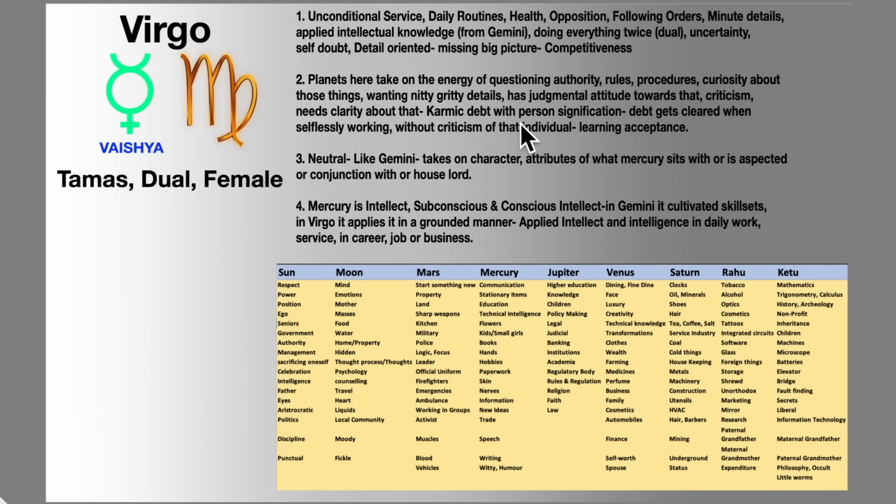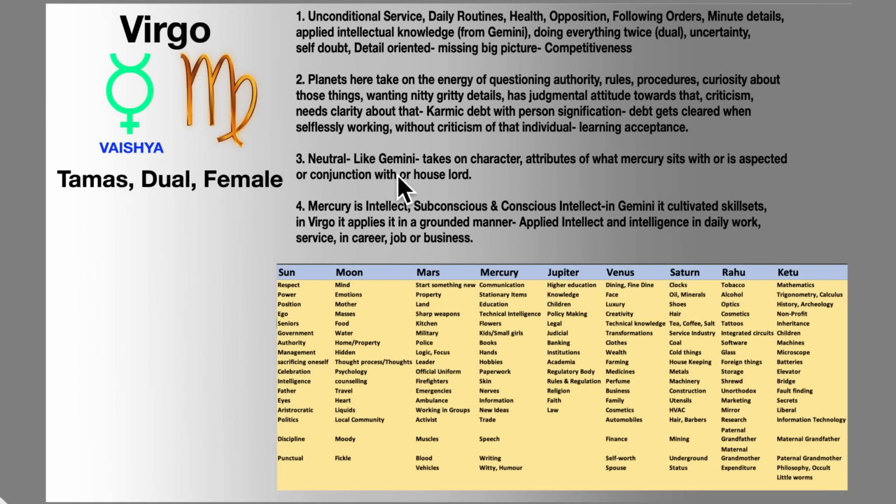Okay? Karmic debt. The debts get cleared when working selflessly, without criticism of that particular individual. Whichever one of these karakas you take, you need to let go of it. Probably sometimes the most difficult thing to do. We keep talking in all the spiritual traditions of the world about letting go and let God. Well, this is where it comes out practically in your Virgo sign, in your sixth house. Wherever it's placed in your charts, we shall see that in a minute.